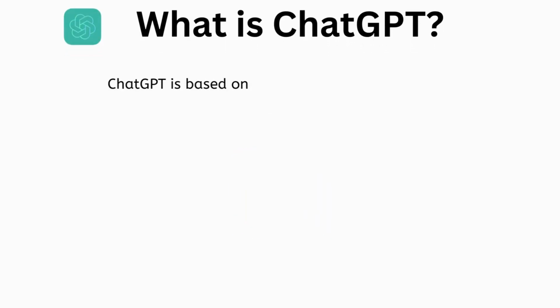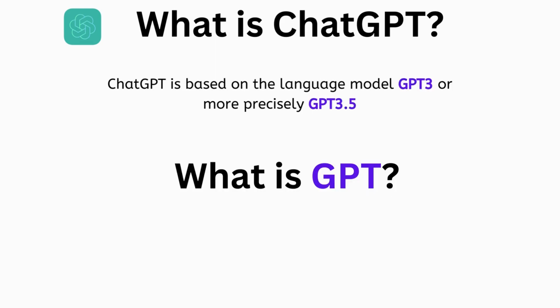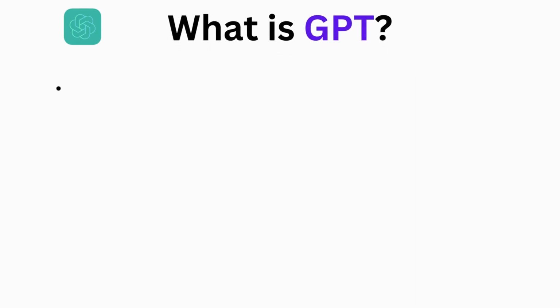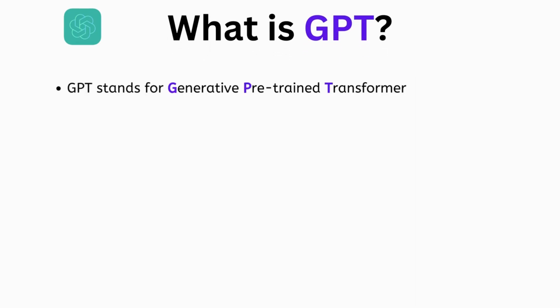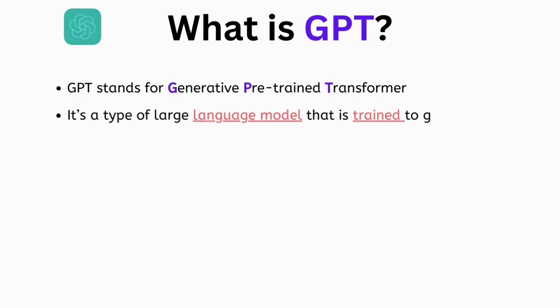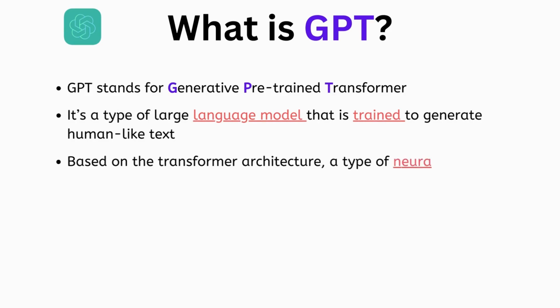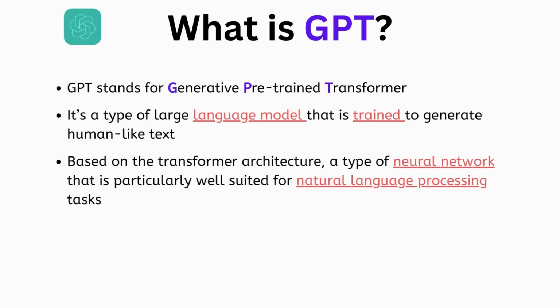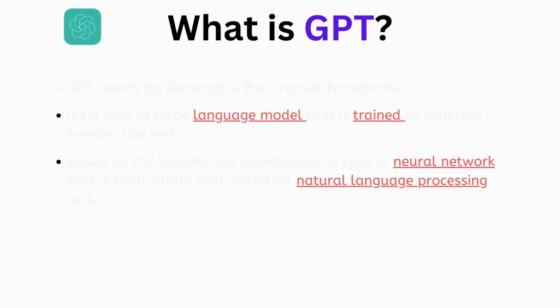ChatGPT is based on the language model GPT-3, or more precisely GPT-3.5. GPT stands for Generative Pre-trained Transformer. It's a type of large language model that is trained to generate human-like text. It is based on the transformer architecture, a type of neural network that is particularly well suited for natural language processing tasks. In the rest of this episode, you're going to hear words like model, training, natural language processing, and neural network a lot, so it is very important to understand these concepts to comprehend how ChatGPT works.